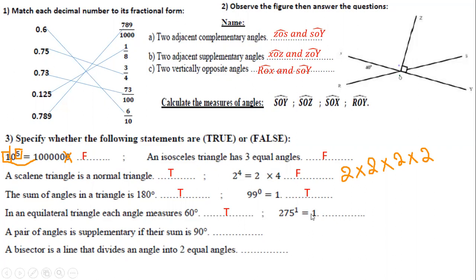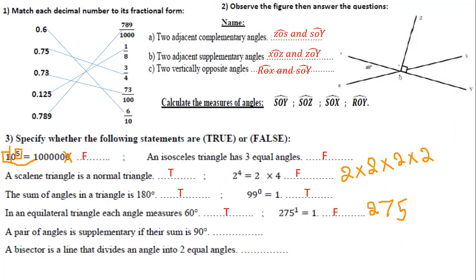275 to the power 1 is equal to 1. True or false? True. Look at 275 to the power 1, Julia. This means I am multiplying 275 by itself 1 time. So it should give me how much? 275. The answer is 275. Is it 1? No. So is it true or false? False. This is false. Yalla, Tala.